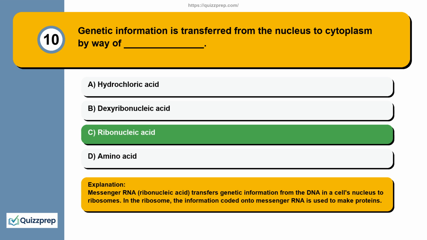Messenger RNA, ribonucleic acid, transfers genetic information from the DNA in a cell's nucleus to ribosomes. In the ribosome, the information coded onto messenger RNA is used to make proteins.